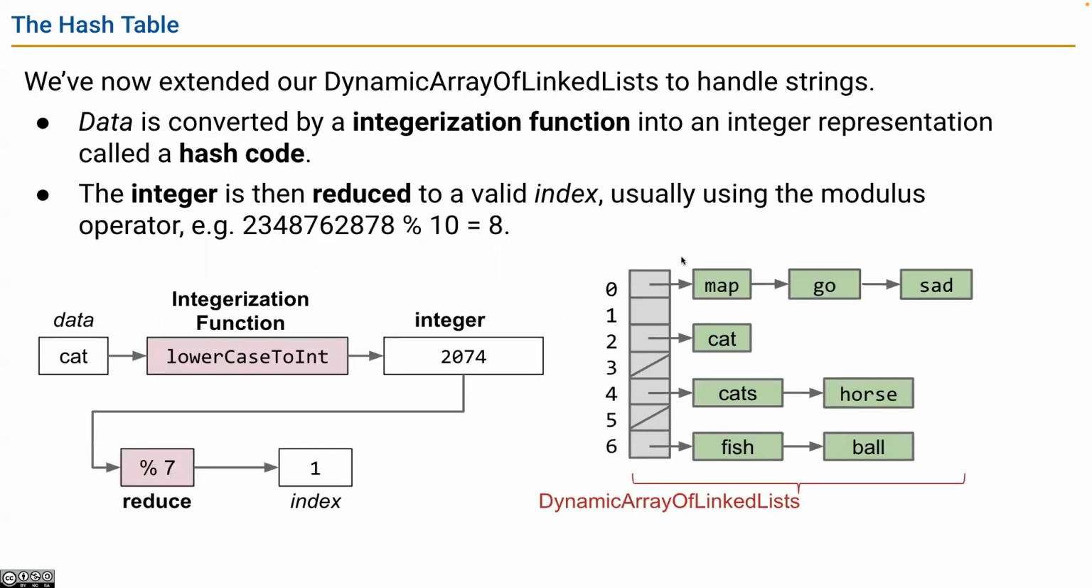So this is very, very close to a hash table. There's an extra step now, which is when I get the word cat, I use an integerization function, which turns it into an integer.